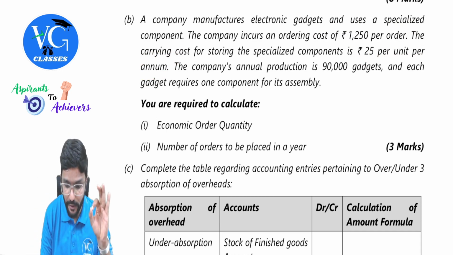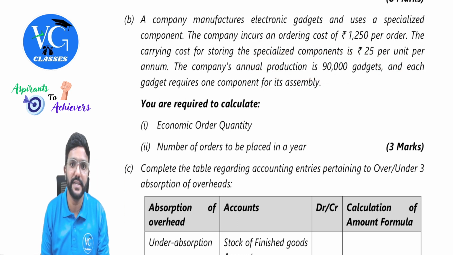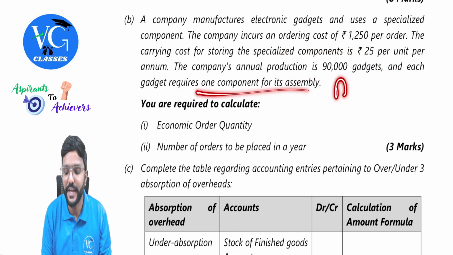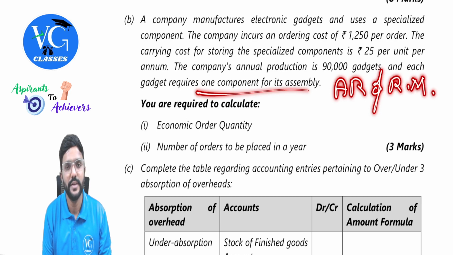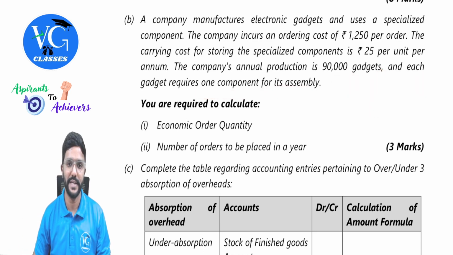This is the output, guys. Annual production, they have given output. And each gadget requires one component for its assembly. Now, what is the annual requirement of the raw material? It is same, 90,000. Because each unit of output require each 1 unit of raw material. So the raw material consumption per year or annual demand for a raw material is 90,000, guys.